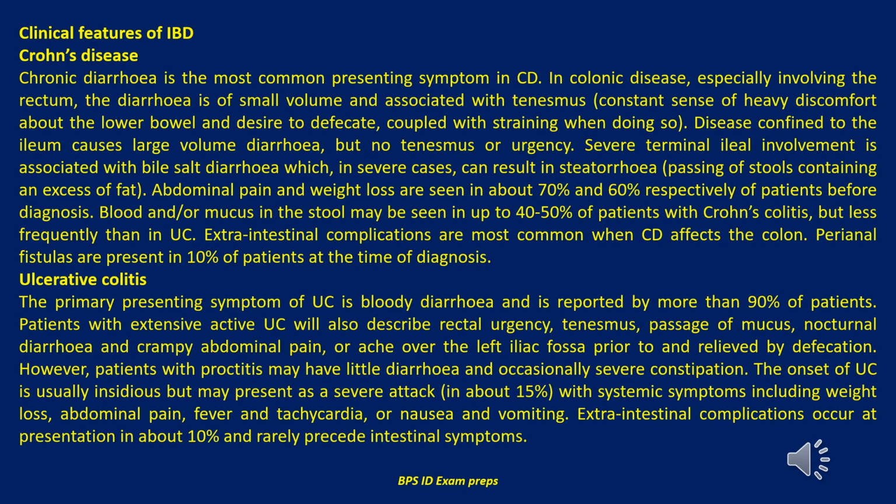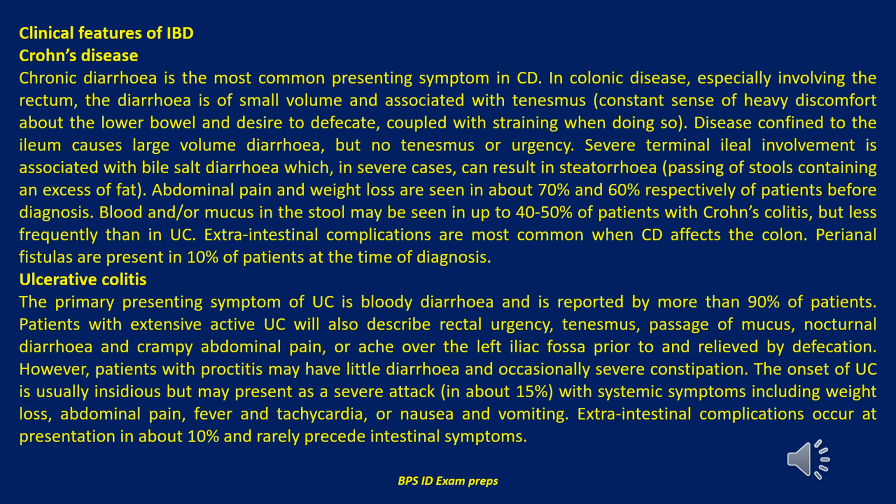The primary presenting symptom of ulcerative colitis is bloody diarrhea and is reported by more than 90% of patients. Patients with extensive active ulcerative colitis will also describe rectal urgency, tenesmus, passage of mucus, nocturnal diarrhea and crampy abdominal pain, or ache over the left iliac fossa prior to and relieved by defecation. However, patients with proctitis may have little diarrhea and occasionally severe constipation.